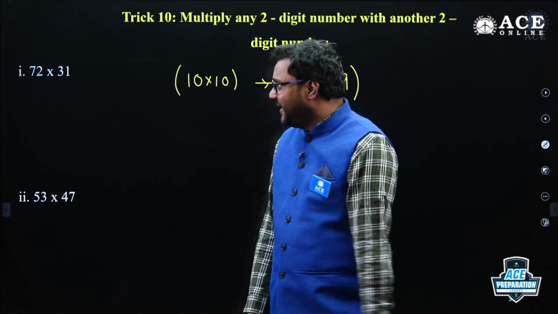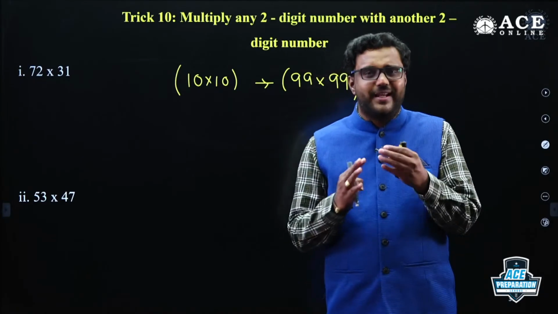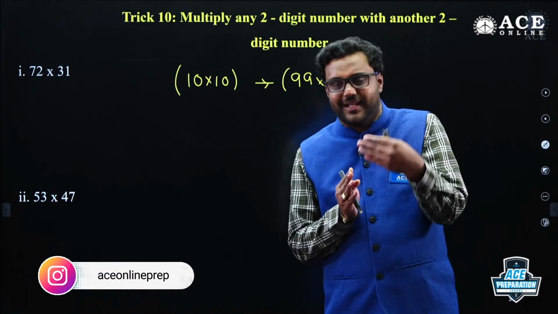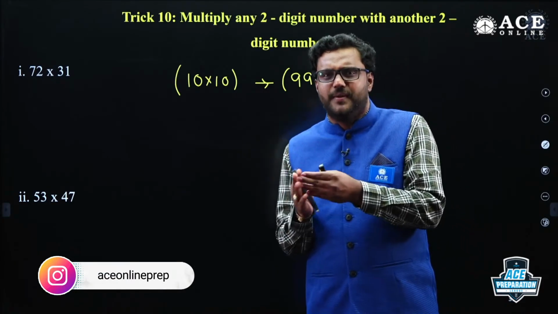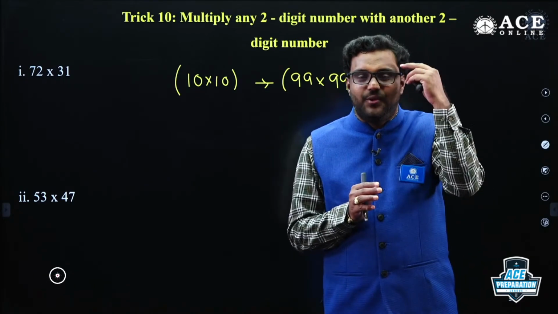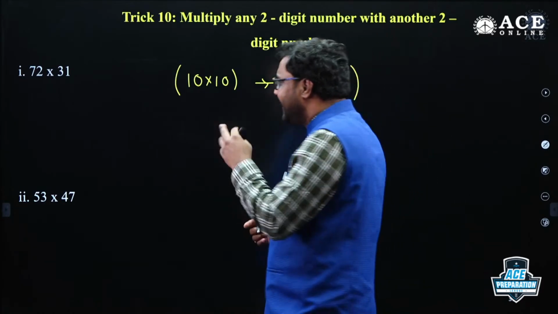Let's go ahead with this question, my dear friends. 72 into 31. Let's take one small example to understand the process, because we already have your regular method. Now, if you want to switch to a new method, let's take one small example. Understand the methodology first, then you can do all the calculations in your mind, my dear friends. Let's see this first question.